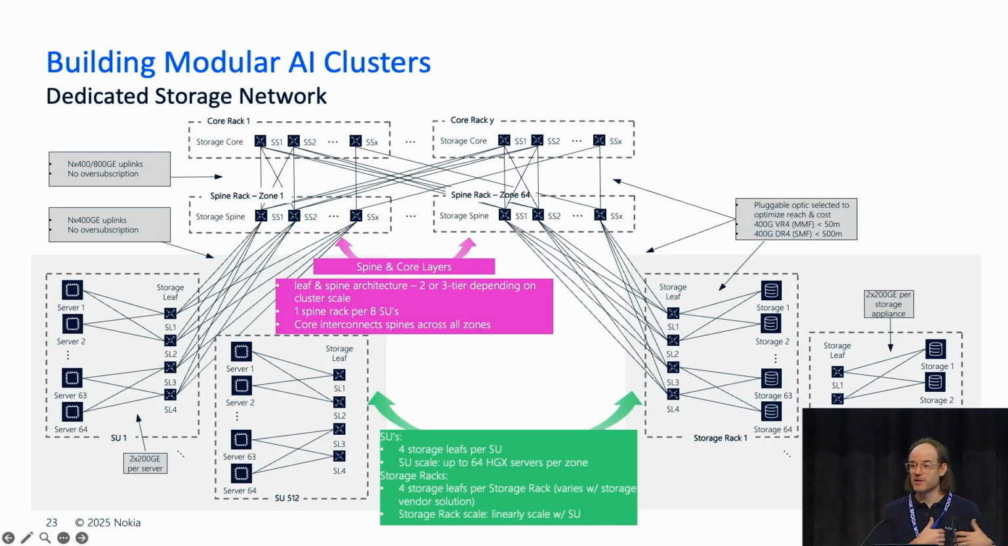Put all that together, this is what your network topology looks like. It's a much more standard CLOS topology. Storage leaves on the left-hand side, feeding into spines, and if your cluster becomes really big, also cores as well. And then on the right-hand side, that's where my NVMe appliances are.